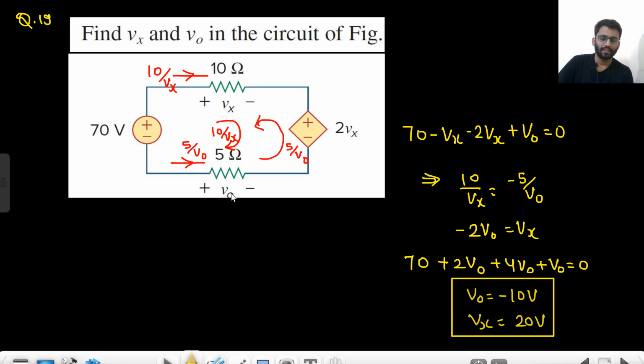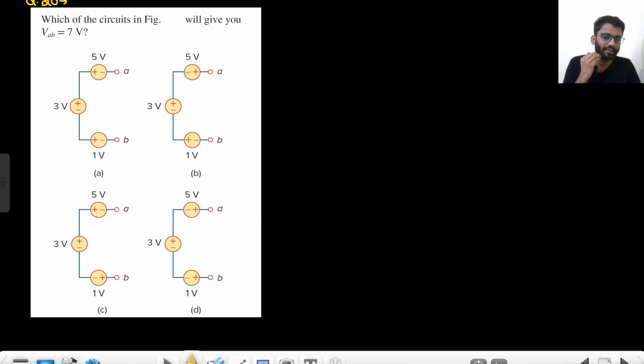If V naught is this, we apply 70 minus Vx. Vx is 20, plus minus 2Vx, minus 2Vx means minus 40, plus V naught, V naught means minus 10. Are we getting 0? Yes, we are getting 0 only. So this is right. 70 minus Vx minus 2Vx plus V naught equals 0. Then we showed the two currents, 10 by Vx equals minus 5 by V naught. Then minus 2 V naught equals Vx. Then we just replaced it and got the values of V naught and Vx.